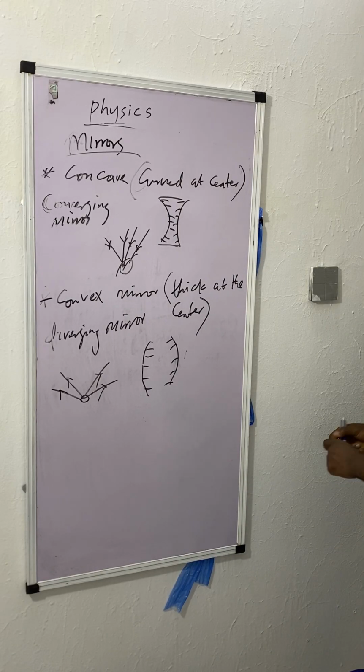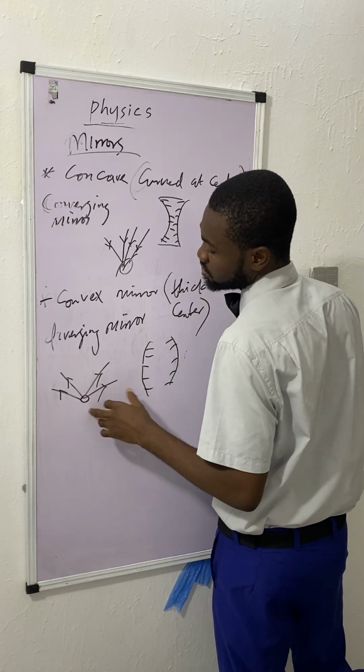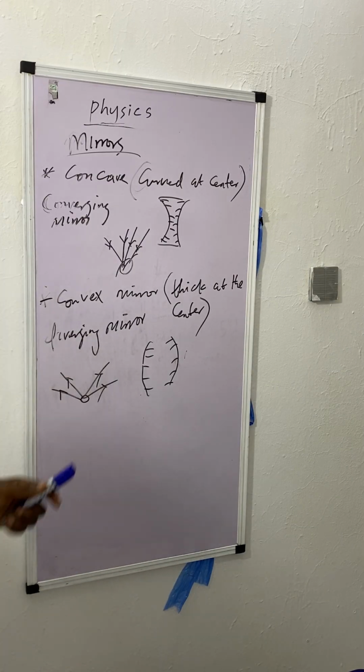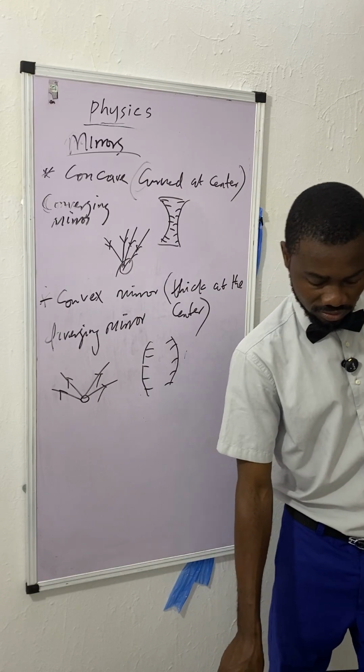So, a converging mirror is concave. A diverging mirror is what? Convex. Never forget that it is inverted in mirror. But in lens, a converging lens is convex lens. But a diverging lens is what? Concave lens. That's for lens. Okay? Do not forget that.